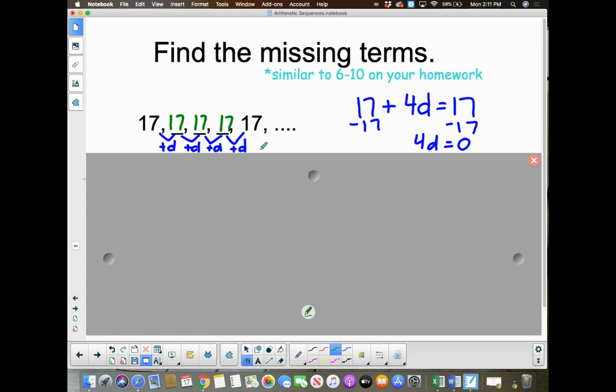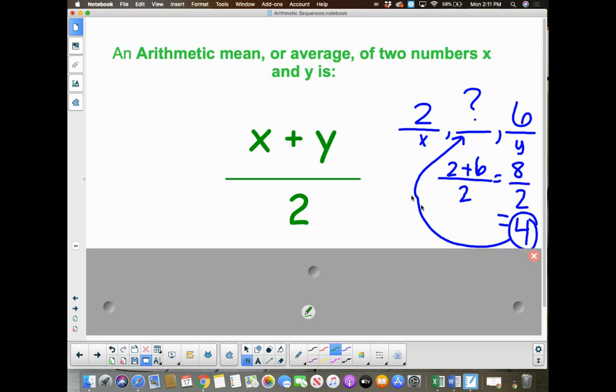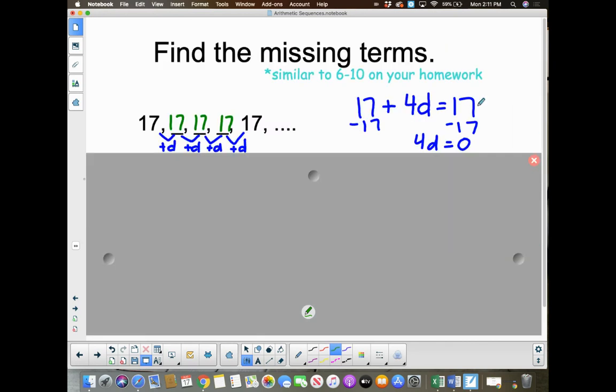So notice the difference between what we were solving for on the last slide and what we're solving for here. Here, we're solving for our common difference. Over here, we've found the actual term, okay?